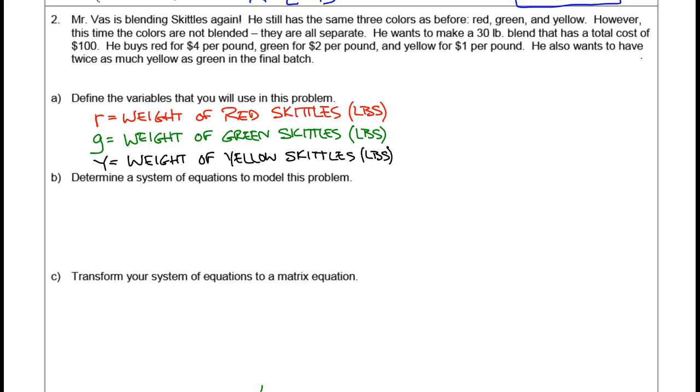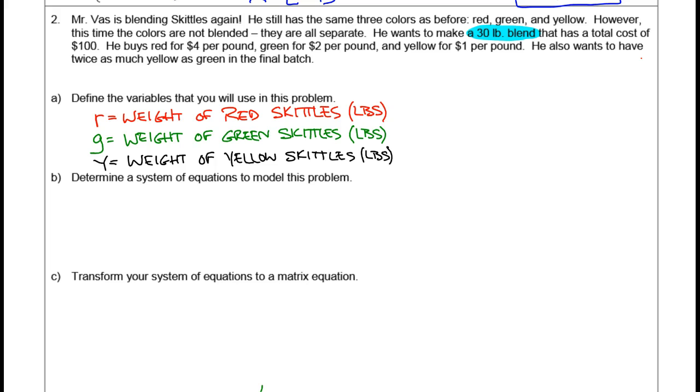One of the things that I've noticed students struggling with is actually defining variables in one of these application problems and picking the units. Sometimes you think it's dollars per pound, sometimes you think it's dollars, sometimes you think it's pounds. But in order for me to make a 30-pound blend of these Skittles, I need to know how many pounds of each. So that's how I determine what each variable is going to represent. Now let's move on to the system of equations to model this problem.